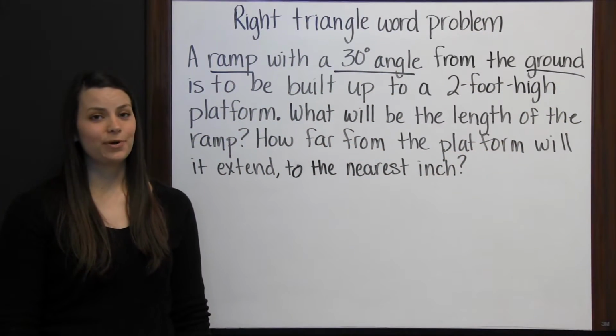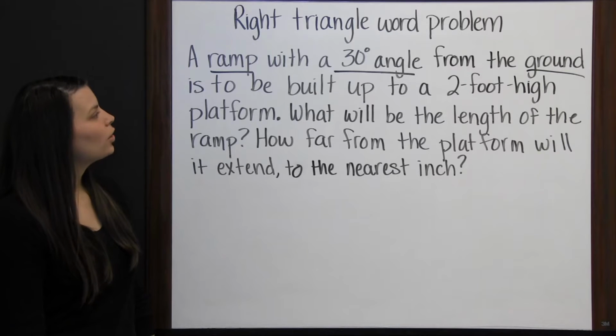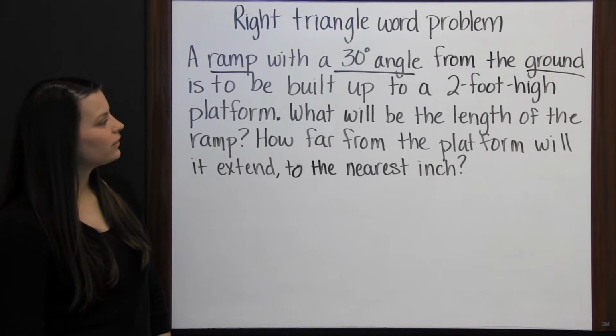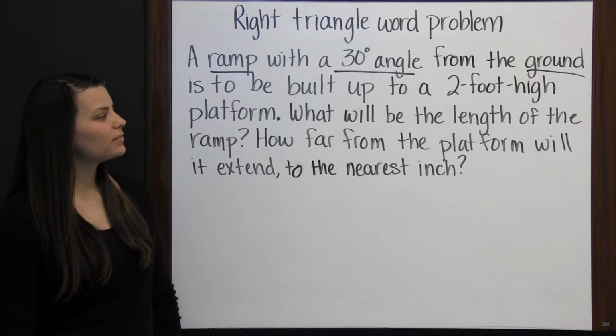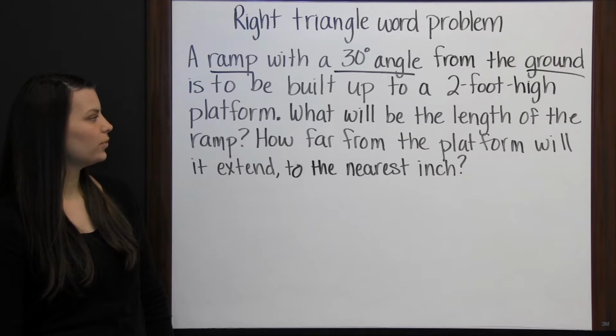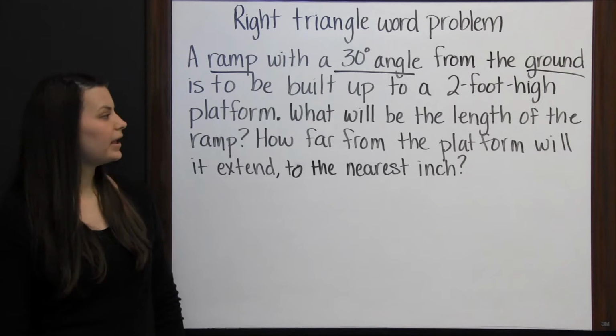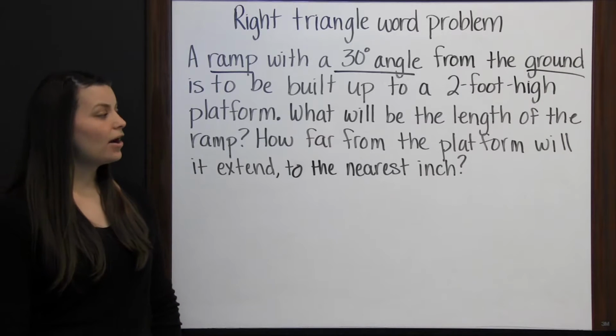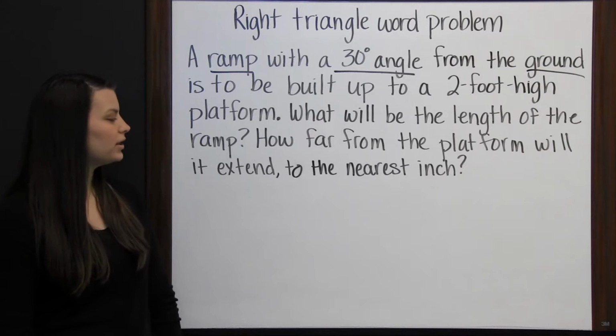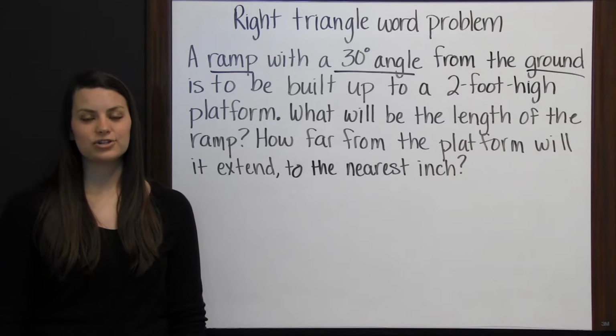Right triangle word problem. A ramp with a 30-degree angle from the ground is to be built up to a 2-foot high platform. What will be the length of the ramp? How far from the platform will it extend to the nearest inch?